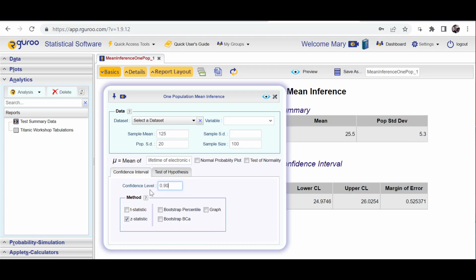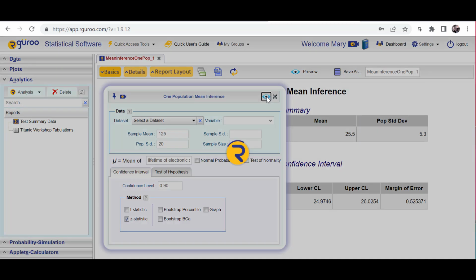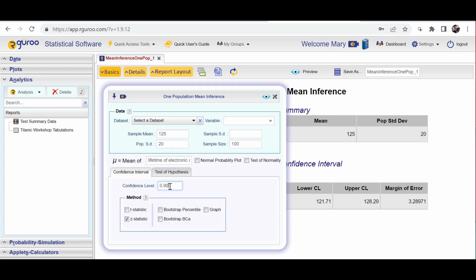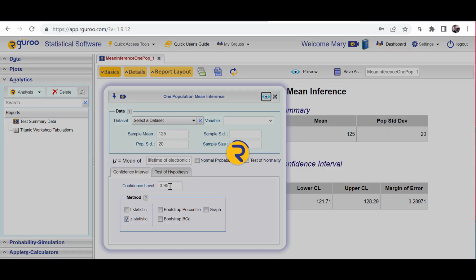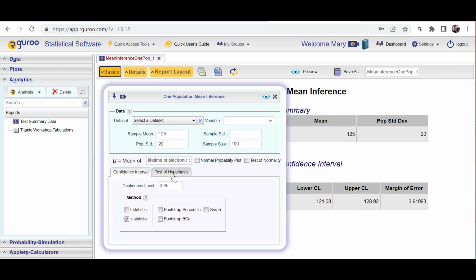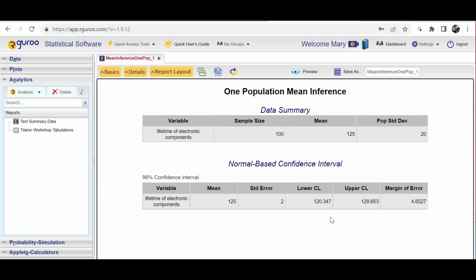So we started off with 0.90 and we got between 121.71 and 128.29, which is exactly what we got before. Go back to basics and quickly change this to 0.95. And you can see that we get 121.08 to 128.92, same thing we got earlier. And one more, we did 98%, right? So that was 120.347 and 129.653.